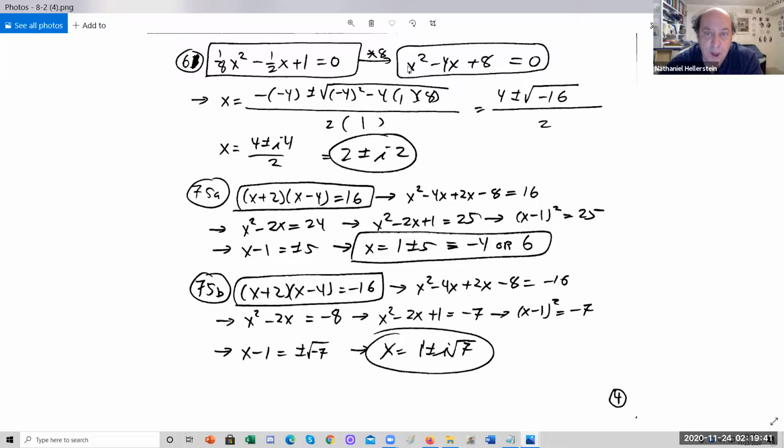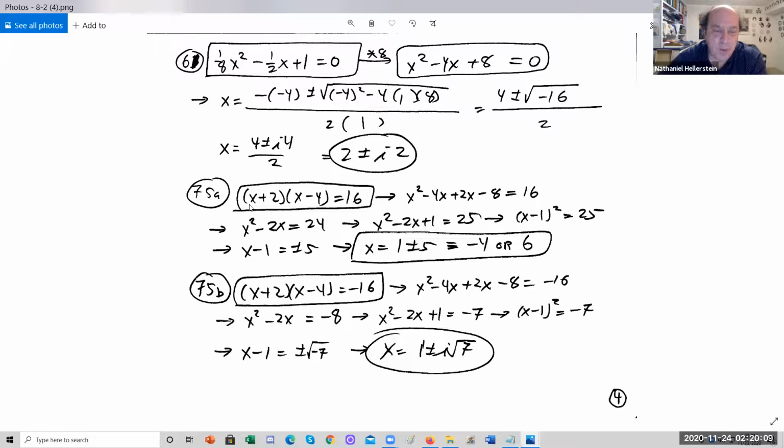Okay, so A is 1, 1 goes here and here. B is negative 4 goes here and here. C is 8, 8 goes here. So after a bunch of arithmetic, you get 4 plus or minus root negative 16 over 2. Root of negative 16 is 4i. And then dividing 4 plus or minus 4i over 2 gets you 2 plus or minus 2i.